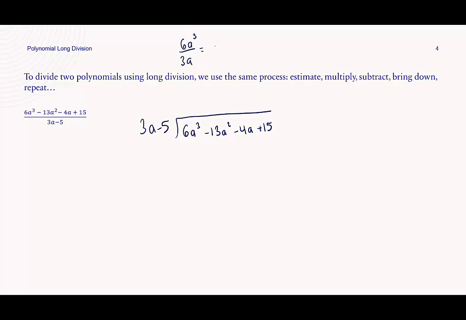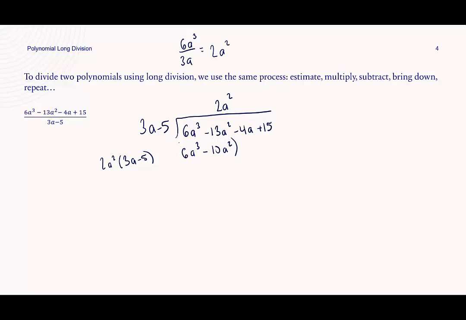6 divided by 3 is 2, and a cubed divided by a, that's 3 factors of a divided by 1 factor of a, leaves behind 2 factors of a. The 2a squared, this piece of the quotient, will line up over the second term that I'm going to be working with, so that 2a squared. Now I take that piece of the quotient and I multiply it using the distributive property to the divisor. That leaves me with 6a cubed minus 10a squared.